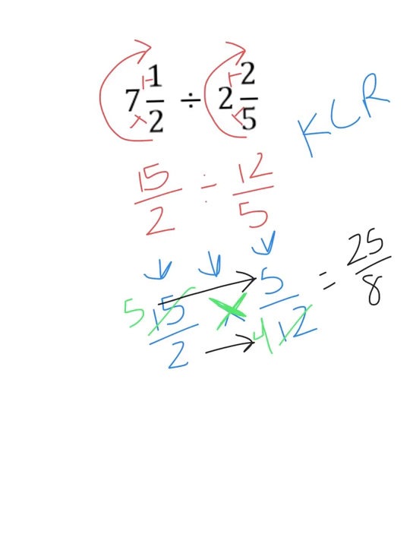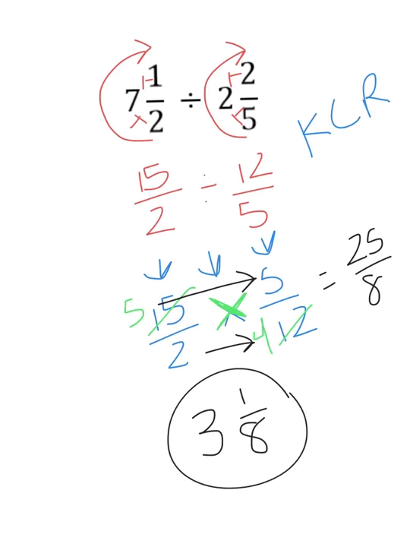And I don't want to leave my answer as an improper fraction, so I'm going to change it back into a mixed number. Remember, again, I'm thinking top dog in the house, so 25 divided by 8. How many times can 8 come out of 25? Well, that is 3 times, because 3 times 8 is 24, which leaves me with 1 left over out of 8. So 3 1/8 is my final answer.